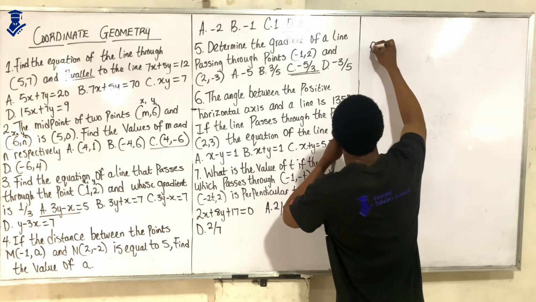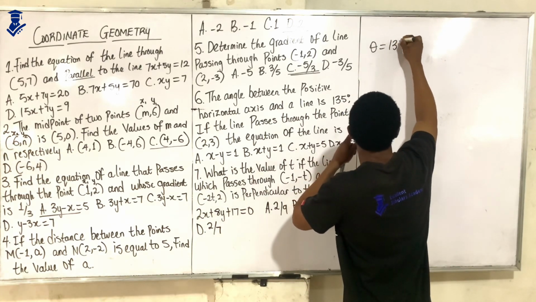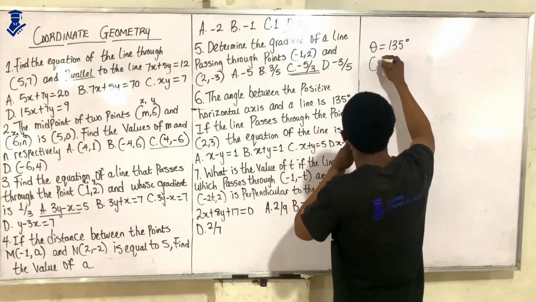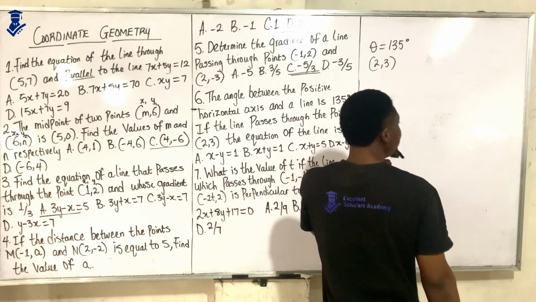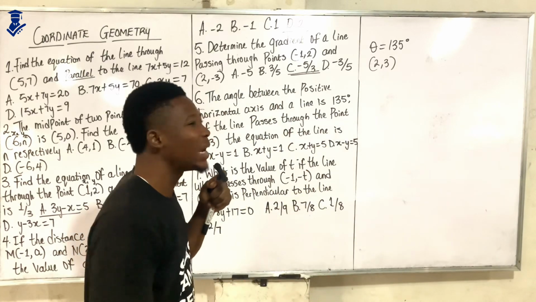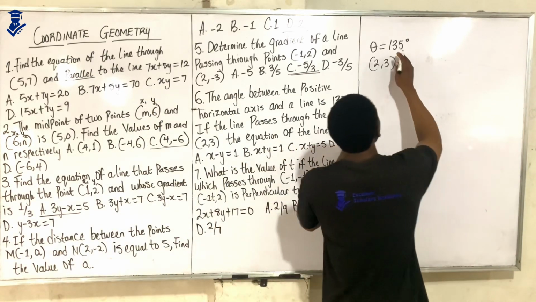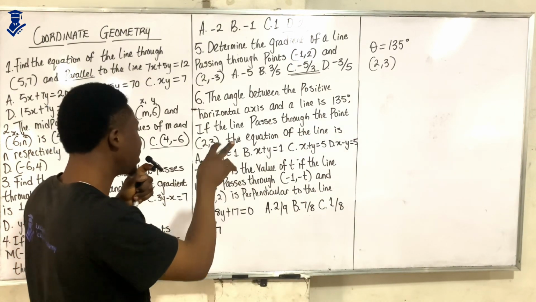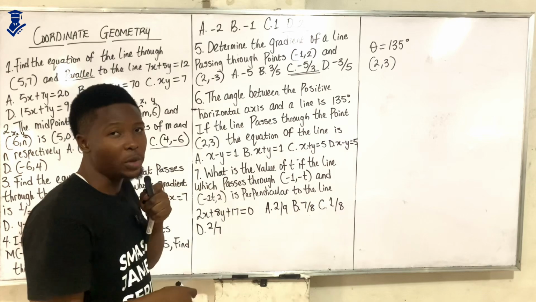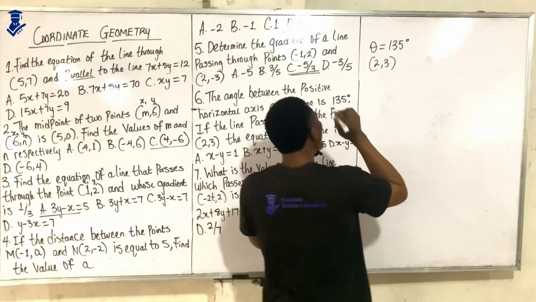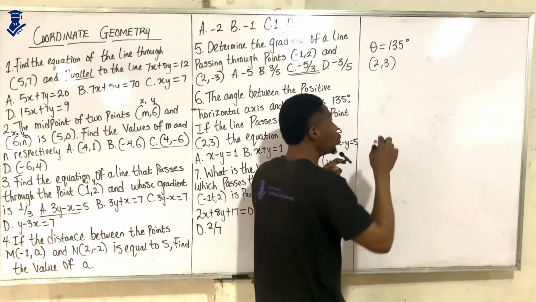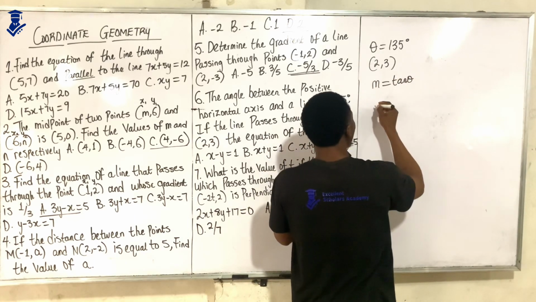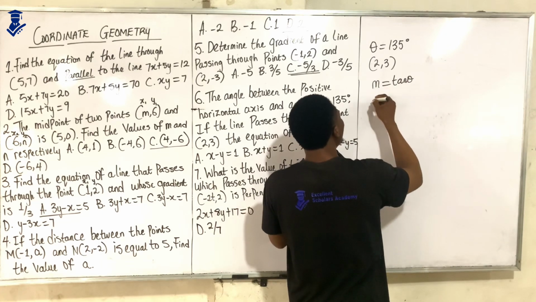Now we are given that the angle is equal to 135 degrees, passing through the point 2, 3. Alright? Now let's solve this. How do we solve this? We need our gradient to be able to find the equation of this line, given this information. There is another formula for gradient that is not really common, but we can use to solve this question: the gradient m is equal to tan theta. So now we can find our gradient using this.